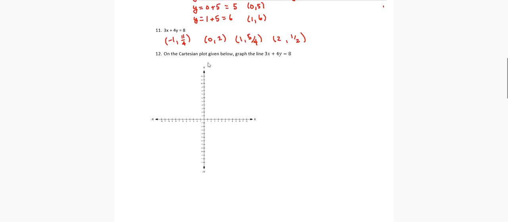On the Cartesian plot below, graph the line. So let's pick some points out. So I think what I'm going to do is I'm going to stop the video here and then create a second video to finish up these last couple problems.